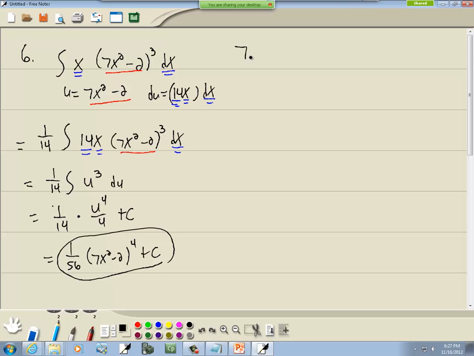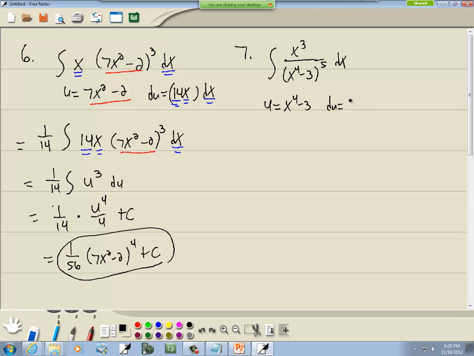Let's look at this one. We got the integral of x to the third over x to the fourth minus 3 raised to the fifth power dx. Again, our guidelines are if we have a radical, u is what's underneath the radical. If you have parentheses to a power, you let u equal what's inside the parentheses. So we got u equals x to the fourth minus 3.